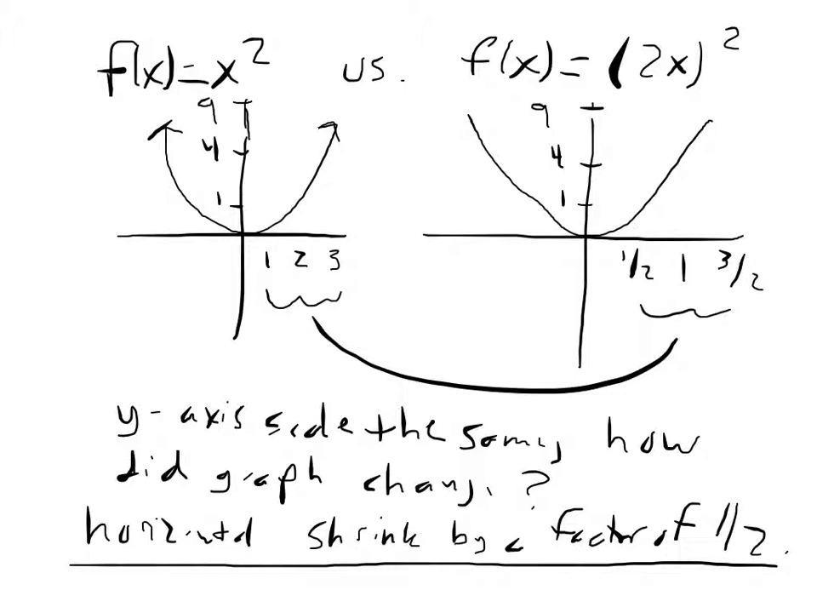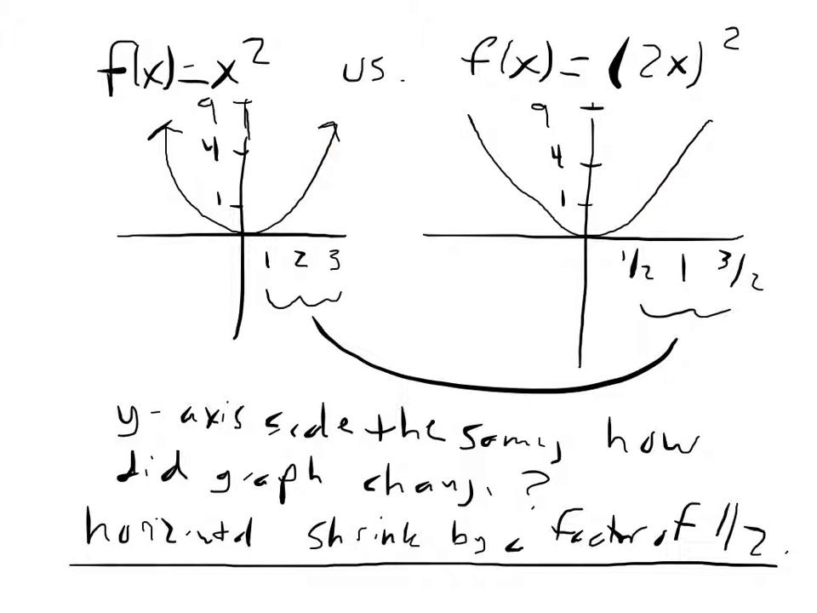To get an output of 1 here, for example, I need to put something in here for x so that this 2x will give me a 1, because 1 squared is 1. I'd have to put a half in. If I put a half in, 2 times a half is a 1, and 1 squared is 1, so 1/2 is going to correspond to 1.